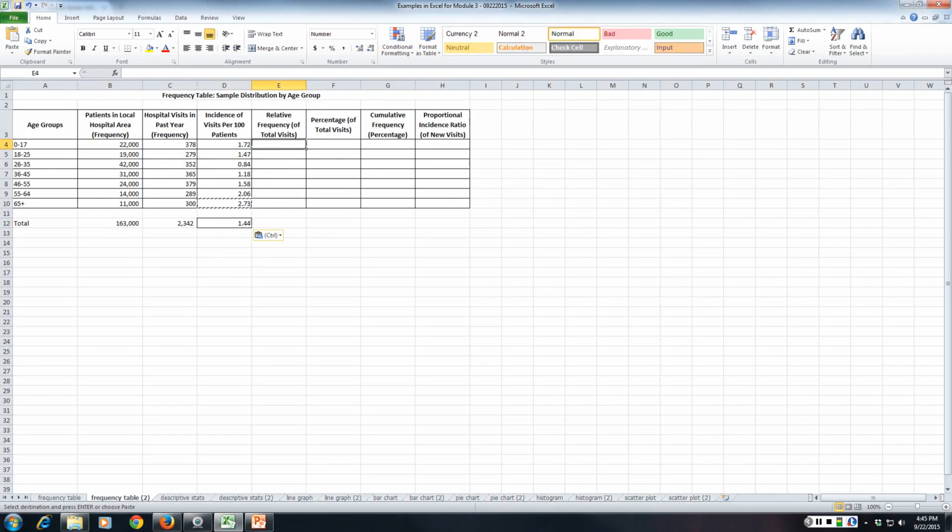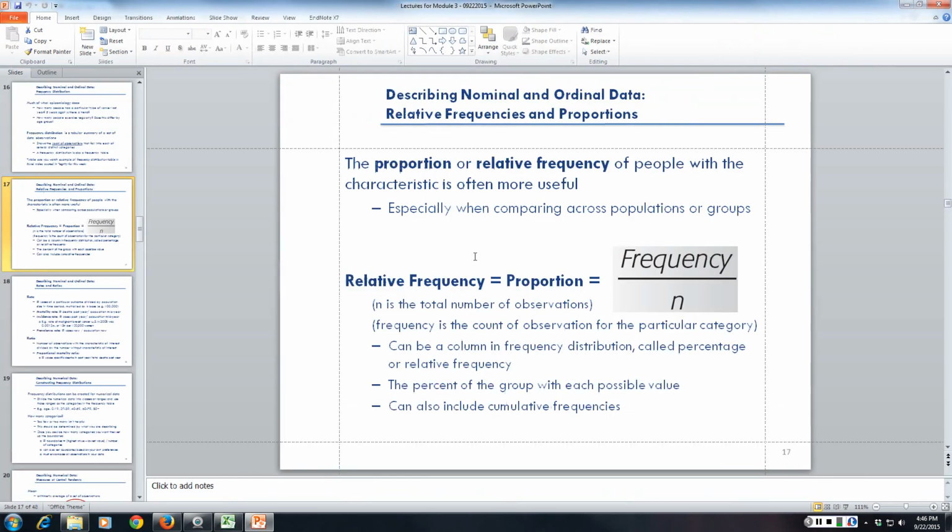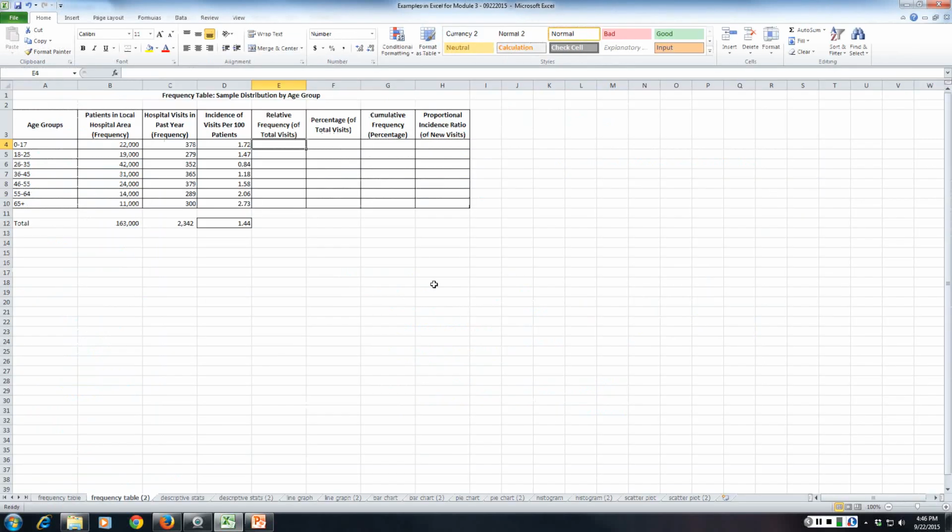So the next question is, how do we calculate the relative frequency of total visits? And you may remember the relative frequency is a proportion of the count of observations in the particular category divided by the total number of observations. So in this case, that's equal to, we're looking at the relative frequency of total visits in the past year.